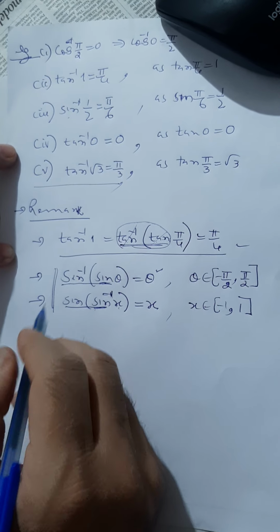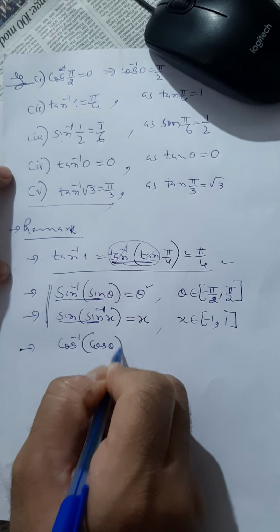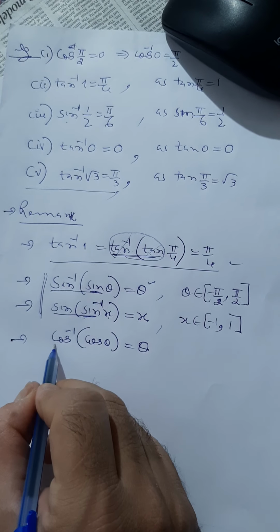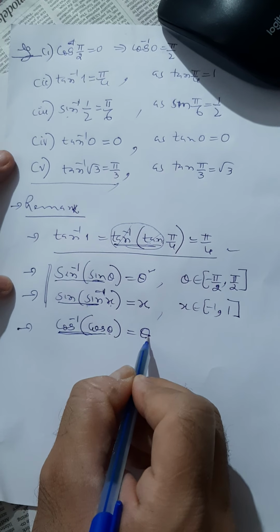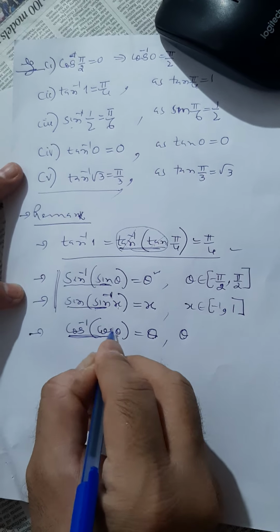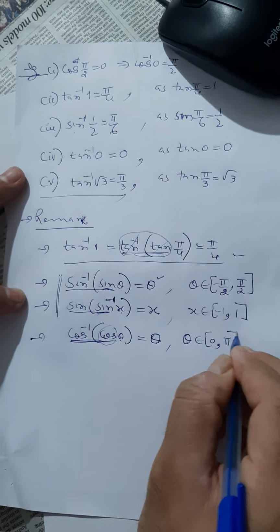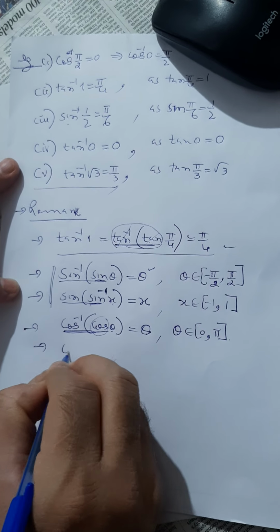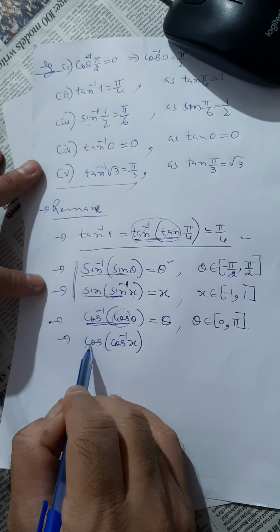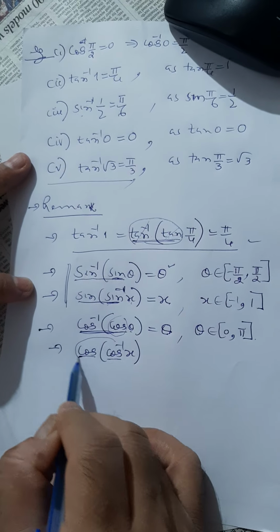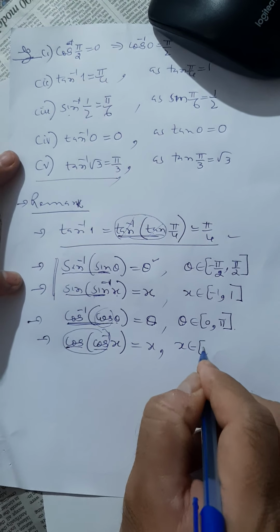This is true for all inverse trigo functions. If I have cos inverse of cos theta, that gives you theta. So inverse and function will get cancelled. You are getting this, which is actually identity. So here theta will come from the domain of cos function. What is that? It is 0 to pi, for which it is one-one and onto. If I write reverse, cos of cos inverse x, again function and its inverse will get cancelled. So you'll get just x. And what about x? x will come from minus 1 to 1.